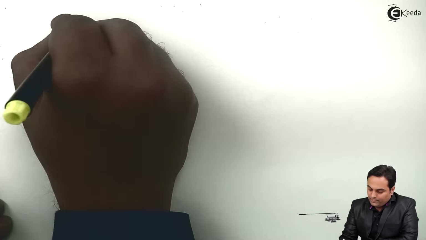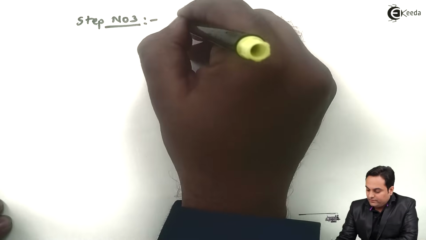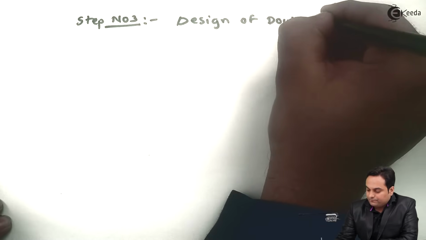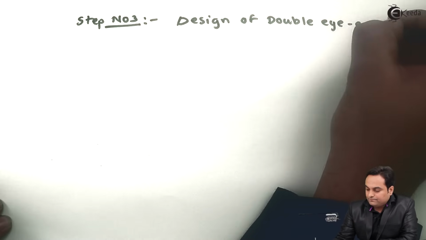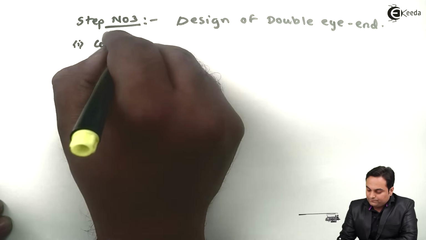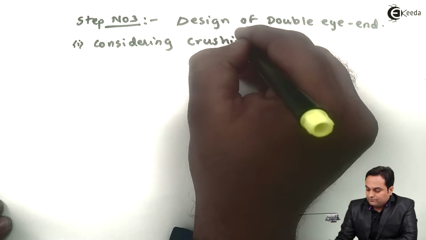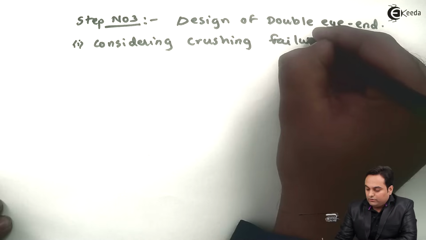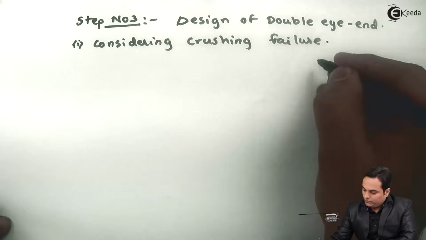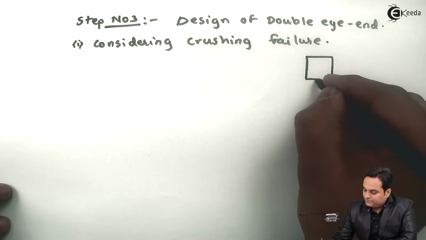So again, in step number 3, we have the design of double eye end, that is considering crushing failure. I'll draw the diagram for that. When it will crush, it will look something like this.